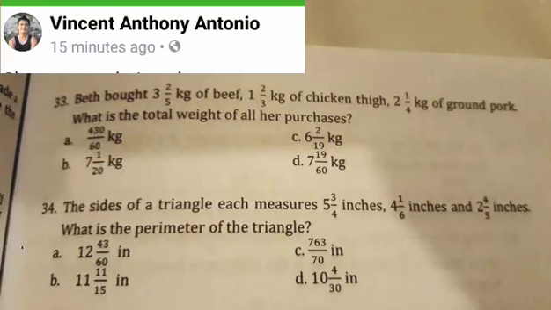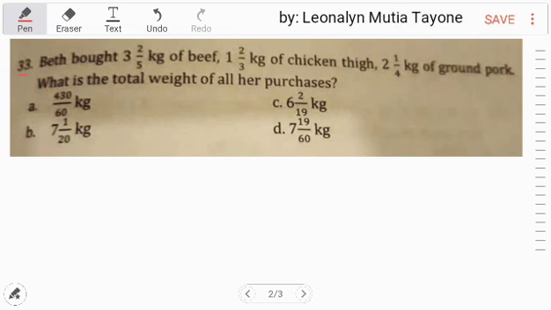Let's solve this word problem about fractions. Inedit ko na siya kasi yung post niya naka-vertical siya, mahirap siyang basahin. We will do question number 33 and question number 34. Let's do first question number 33.